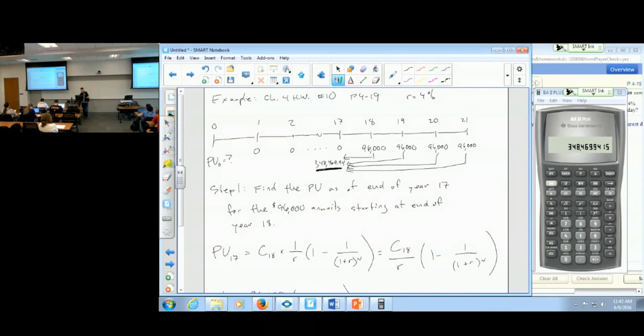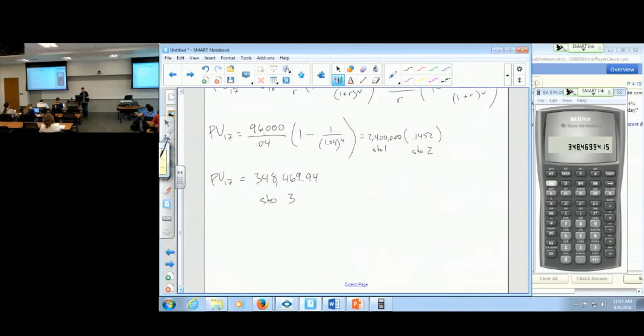I still need to take that $348,000 and bring it back 17 years to time period 0. But now it's just a lump sum. I've got the value of that entire annuity as of the end of year 17. So in the second step, we want to find the present value as of today, actually as of year 0, of the above annuity.